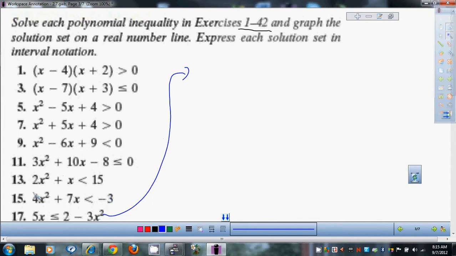So, I'm going to move the 3x squared and the 2 over. It doesn't really matter which direction you do that in. You'll get the same thing. Is less than or equal to 0. I just added the 3x squared, subtracted the 2. Now, for your purposes, don't even worry about the inequality yet. Think about it as if it said equals 0. How do you find the roots?